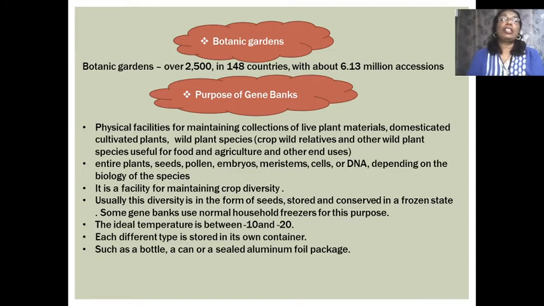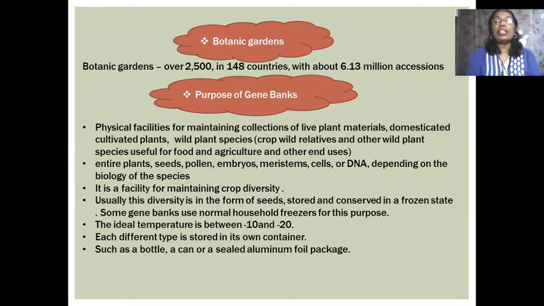What is the purpose of this gene bank? First purpose is to provide physical facilities for maintaining collections of live plant material: domesticated, cultivated plants, wild plant species, as well as species useful for food and agriculture or having other end uses. Their cultivation is important. Then entire plants, seeds, pollen, embryos, meristem, cells or DNA are kept depending on the biology of that species. It is a facility for maintaining crop diversity.